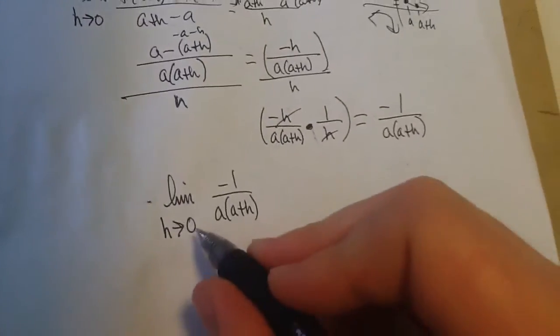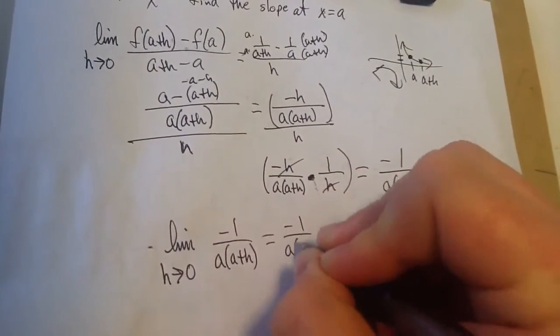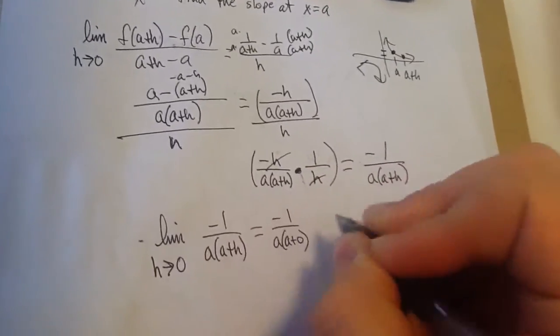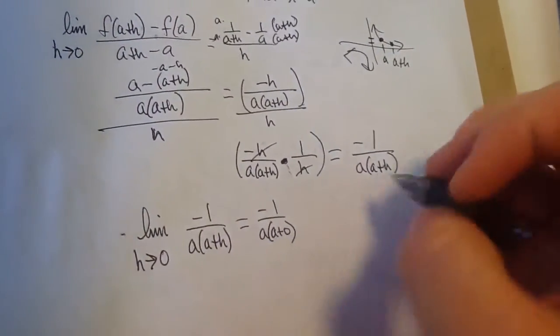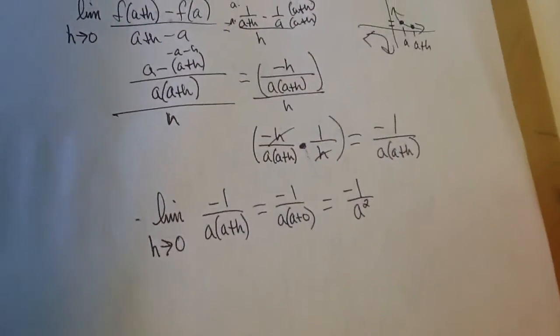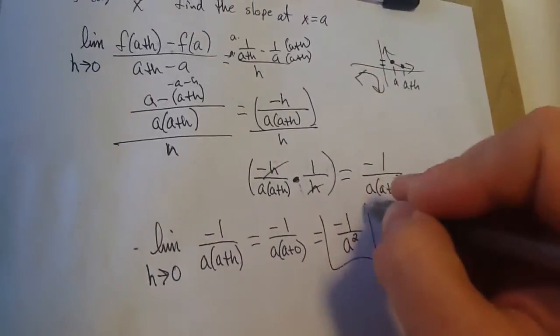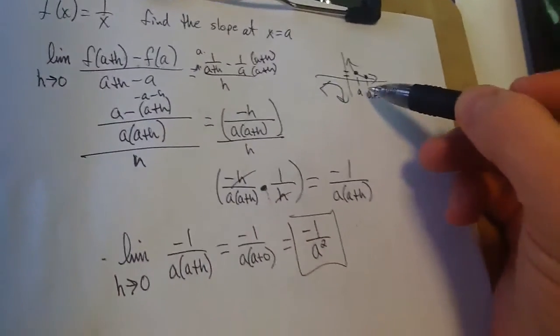Well, that's easy. Just plug in 0 for h. So I have negative 1 over a times a plus 0. A plus 0 is just a times a. It's negative 1 over a squared. That would be the slope when x equals a.